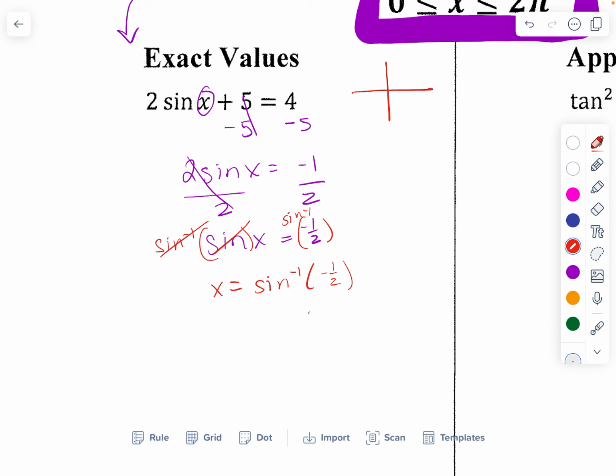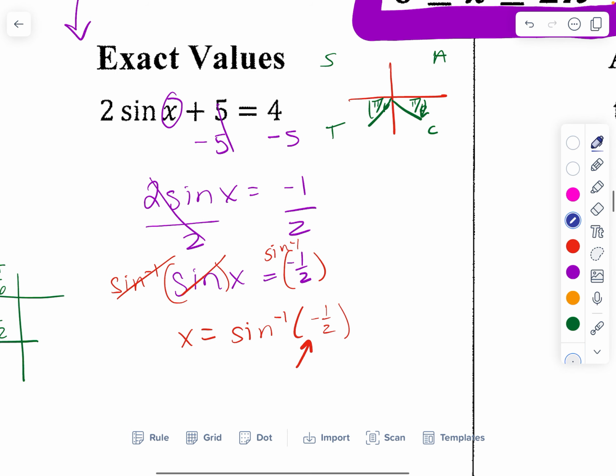So keep in mind, I'm looking for where sine will be negative. Well, I know sine is negative in the third and the fourth quadrants. I also know that sine is 1/2 at pi over 6, remember in our chart here. So I know from here to here is a pi over 6 as well as this. So what do we specifically call those two angles at a pi over 6?